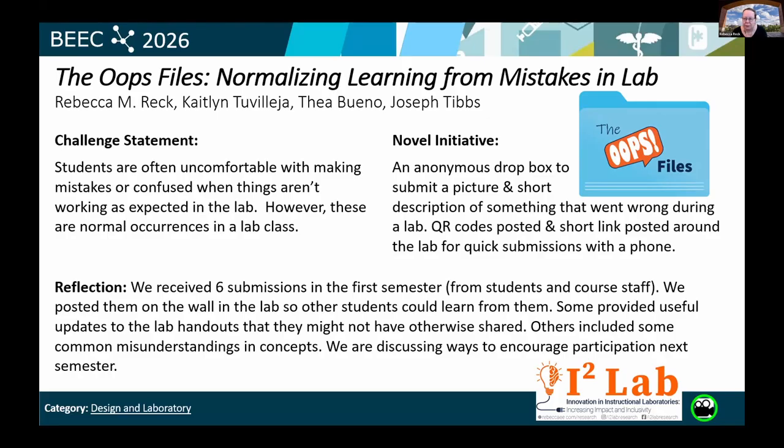What we want to do going forward is discuss different ways to encourage participation next semester. One of the ideas I had, since a lot of these came from the revise and resubmit process, is maybe we just have them put a star by something when they resubmit their lab to lower that barrier even further. Or have them put a comment like, please share this with others through the Oops Files, to make it even easier for them to submit instead of being in a separate spot.